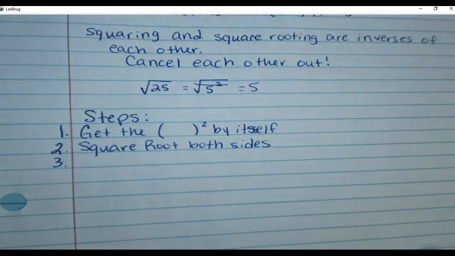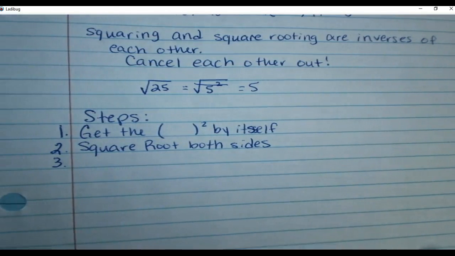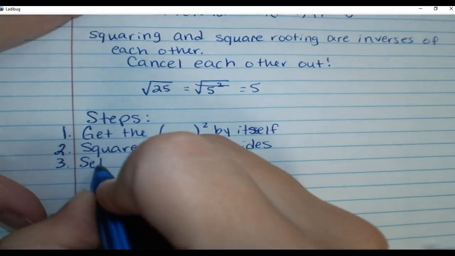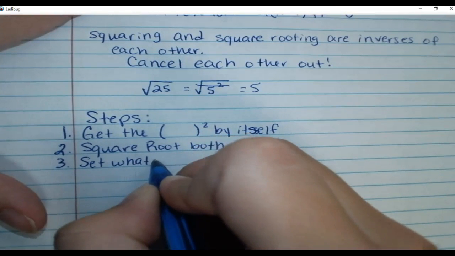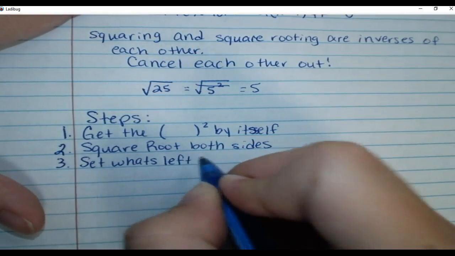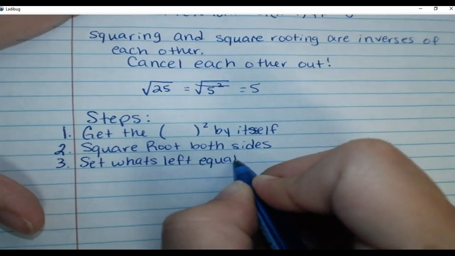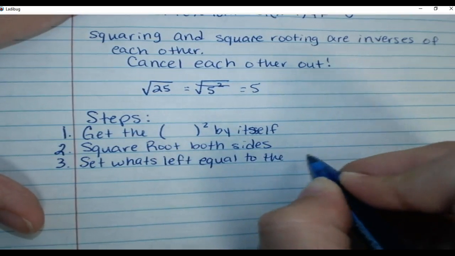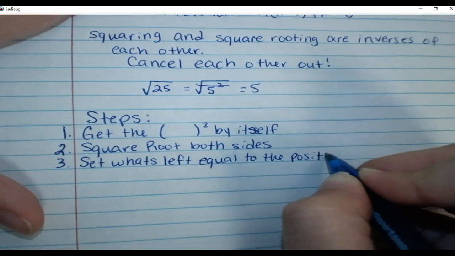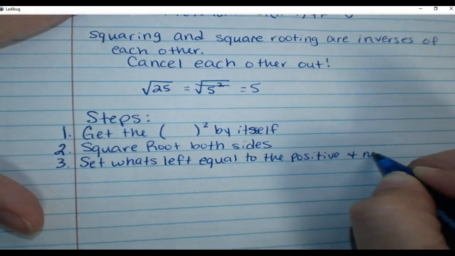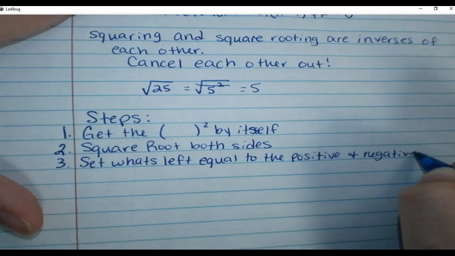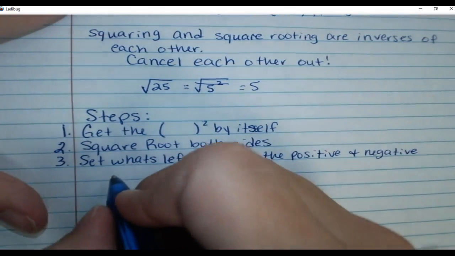Now, when you take the square root, you have two answers. So you have the positive and the negative answer. Okay? So you're going to set what's left equal to the positive and negative square root.